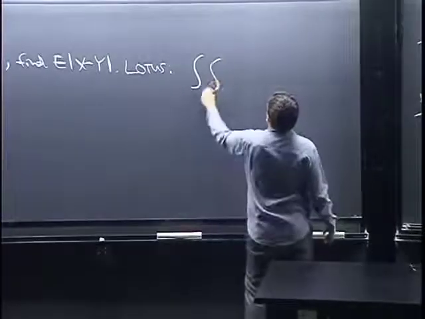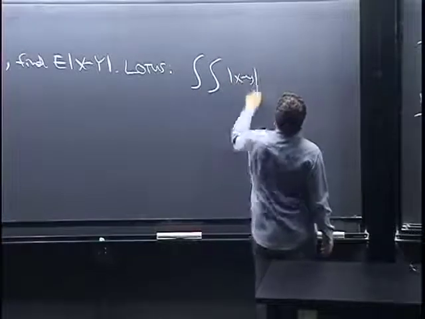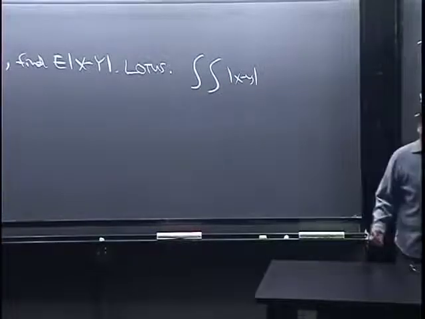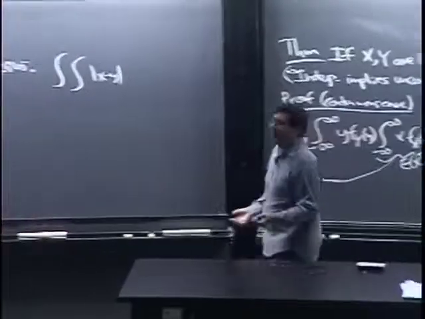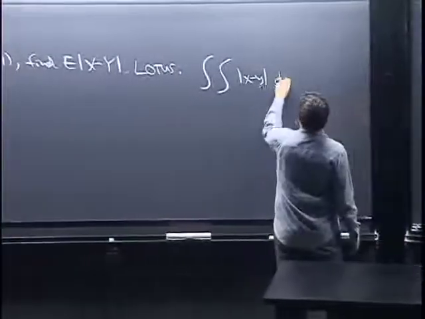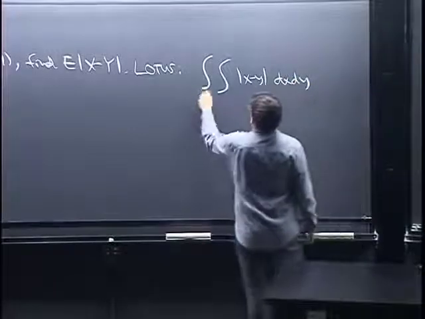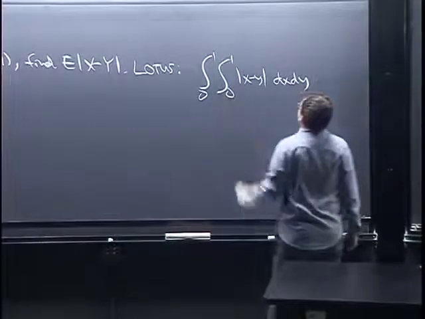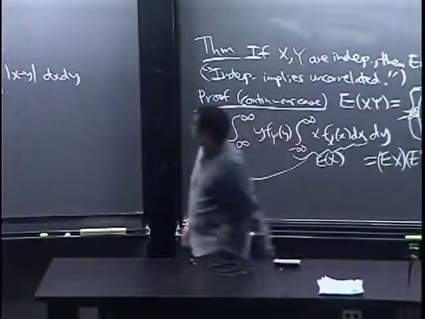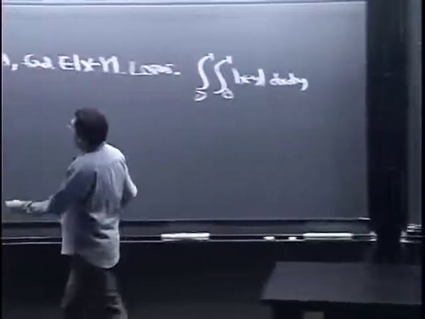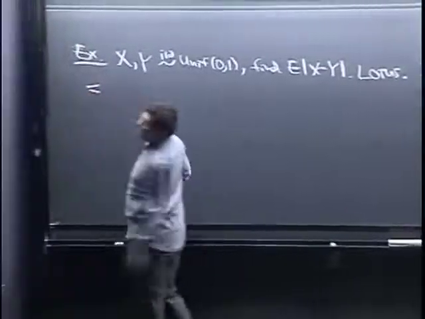So it's a double integral of |x minus y|. And since they're IID uniform, the joint PDF is just 1. So I just have to integrate this thing dx dy from 0 to 1, 0 to 1. Okay? Then the only question, I guess, is how do you integrate an absolute value?